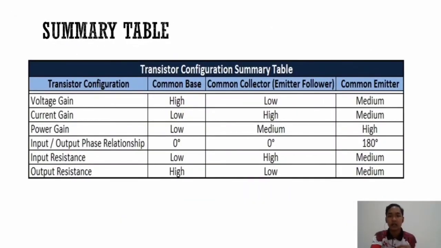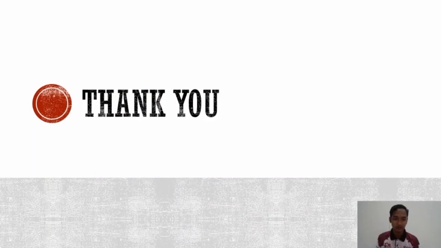This is just a summary table for the configurations. Okay, for this you can see the voltage gain for common base is high, while for common collector it is low, and common emitter is medium, and next the current gain, power gain, input resistance, and lastly output resistance. Okay, that's all. Thank you.